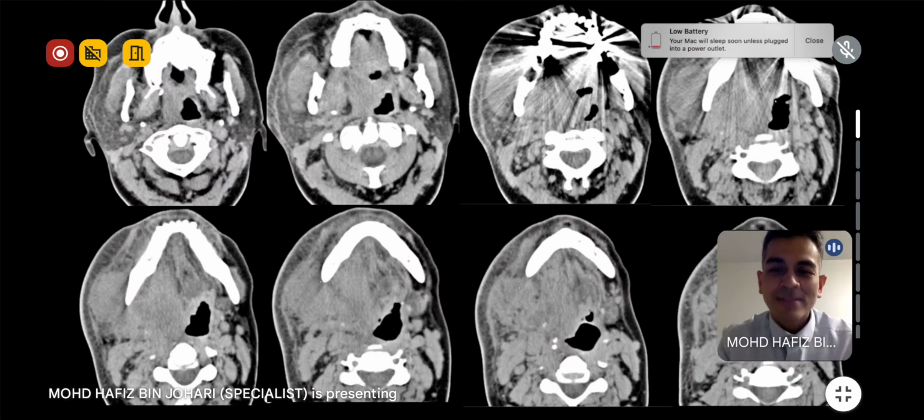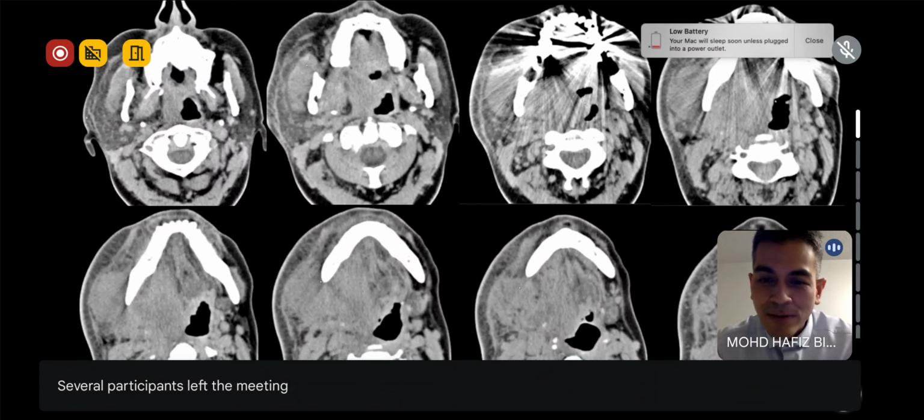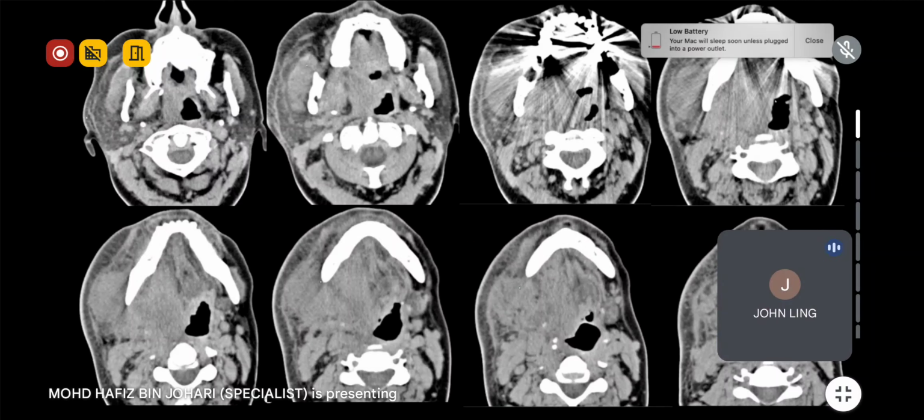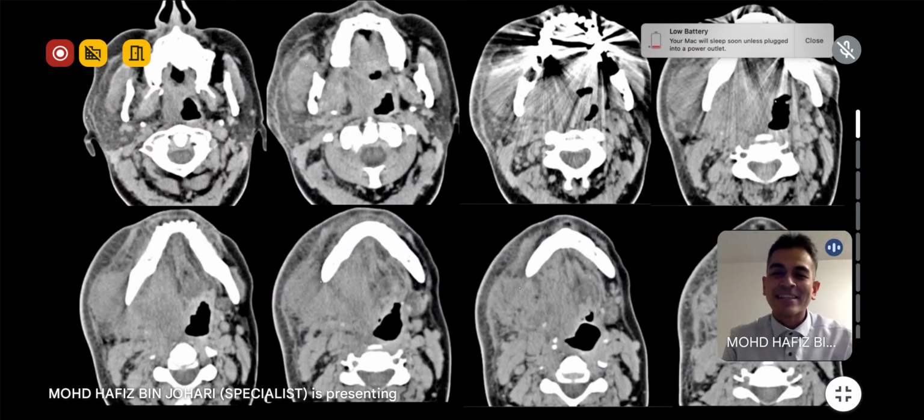Okay, that is possible. But if we can see the inflammatory change, it goes to the floor of the mouth. It causes narrowing of the airway. Any condition that you will think of? Another differential that I'll consider is Ludwig angina. Yes, correct.